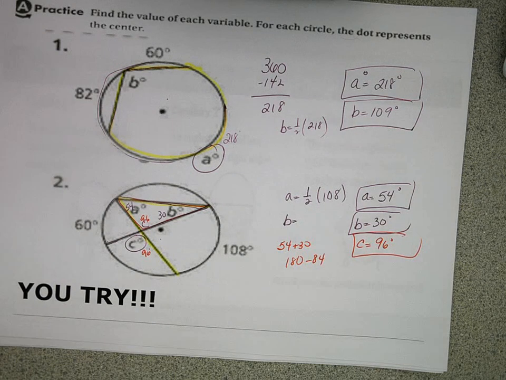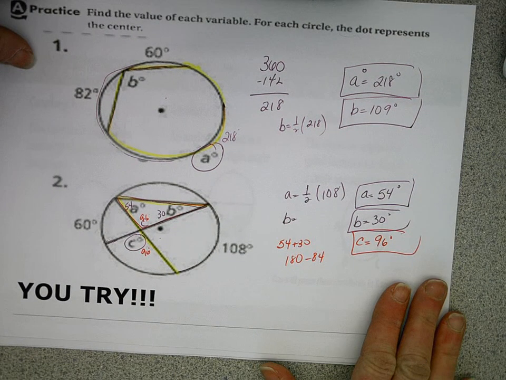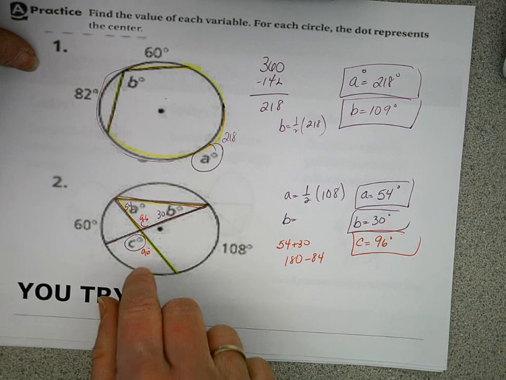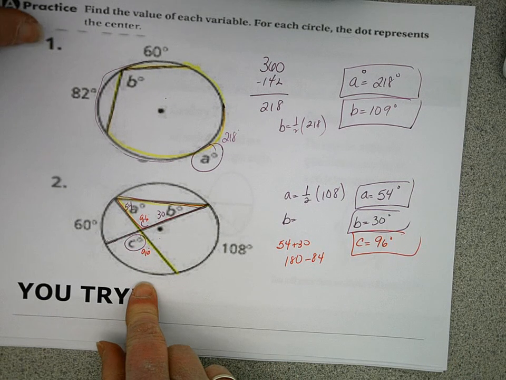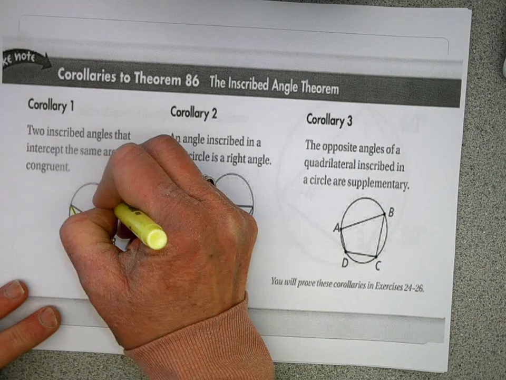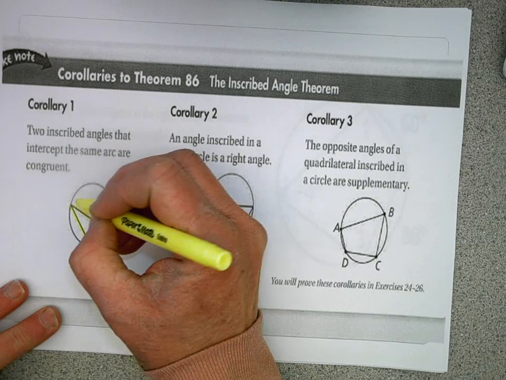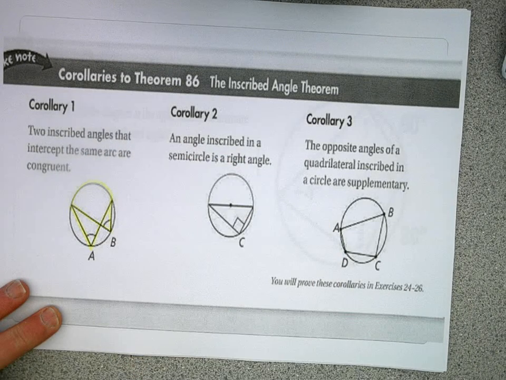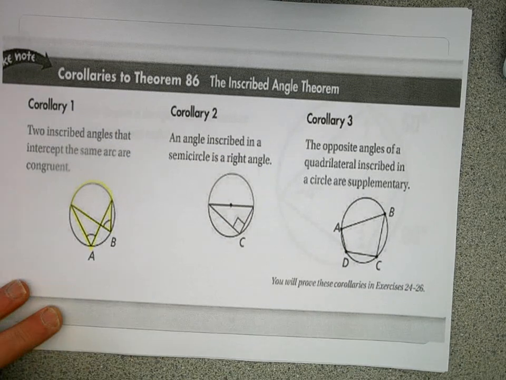Okay, now in the middle of your page, and again, this is really important on a homework problem that you guys are going to do, you'll find corollaries. Basically, corollaries are other things known now that you understand inscribed angles. The most simple one is corollary 1. If you have angle A and angle B, and they're intercepting the same arc, those angles have to be the same.